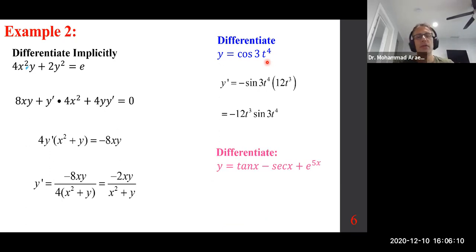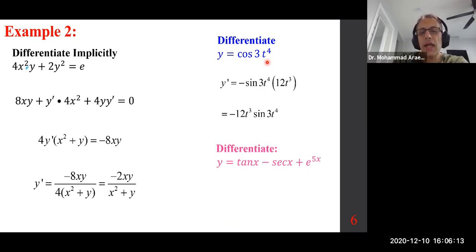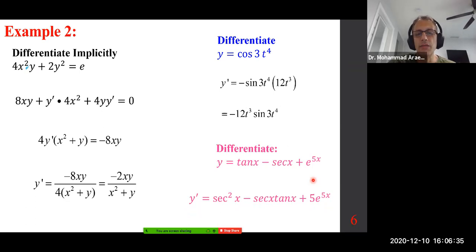Some basic ones, hopefully everybody remembers. The derivative of tan is secant squared. Minus, the derivative of secant is secant tan. The derivative of exponential is always itself. Because the exponent is not x, it's a function of x, by the chain rule, the derivative of that is 5, so times 5. So tan gives you secant squared, minus secant gives you minus secant x tan x. And e to the power of 5x gives you itself times 5, everybody, times 5.